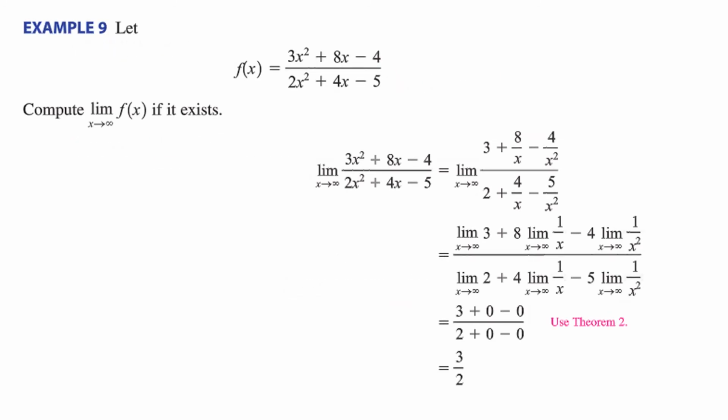In this case, we're going to divide all the way through by x squared in the numerator and x squared in the denominator via our special hint. And so we're going to get 3. This is going to go to 0, and this is going to go to 0. So the numerator gets to go to 3. The denominator, this will go to 0, and this will go to 0. So the answer is going to be 3 over 2.